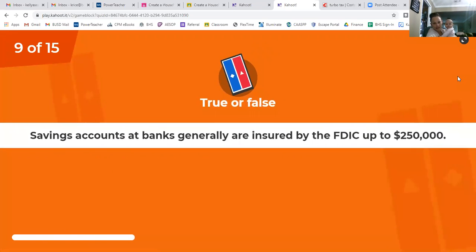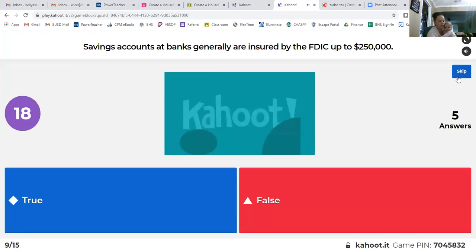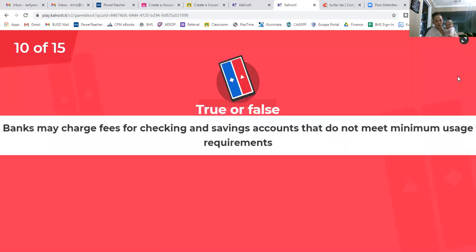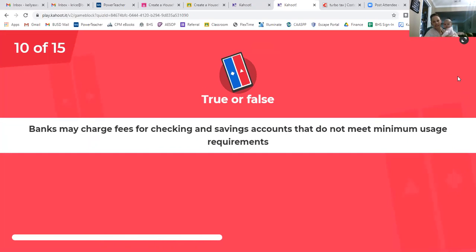True or false? Savings accounts at banks are generally insured by the FDIC up to $250,000. That is true. True or false again? Banks may charge fees for checking and savings accounts that do not meet minimum usage requirements.